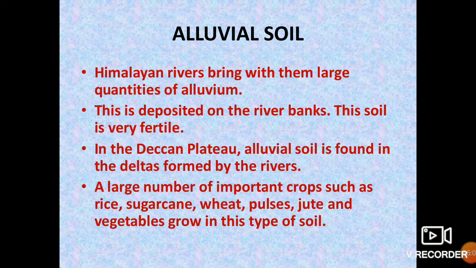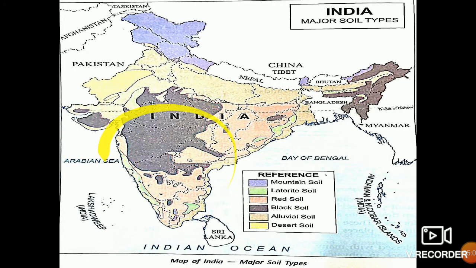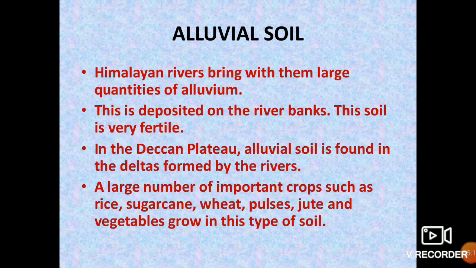The Deccan Plateau is in the center. This we have done in chapter number 1. Alluvial soil is found in the deltas formed by the rivers. What is the meaning of delta? A delta is a triangular landform formed when a river deposits its sediments, meaning sand and silt, before falling into the sea.